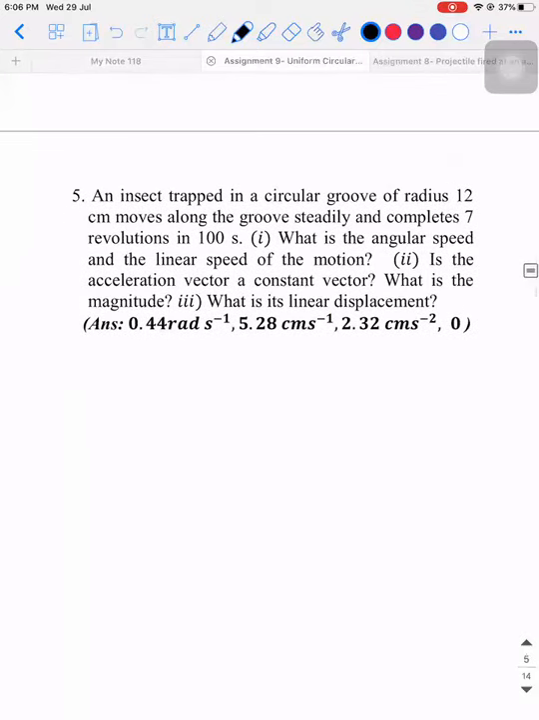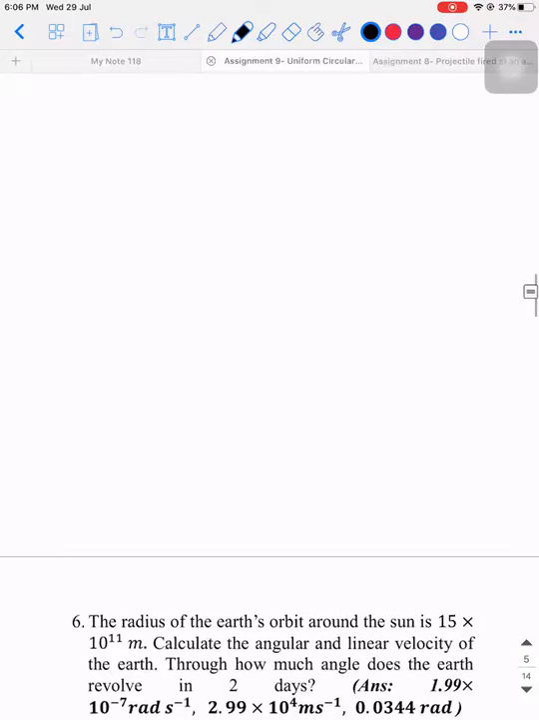So this problem we did yesterday. There is an insect trapped in a circular groove of radius 12 centimeter. We did it yesterday.